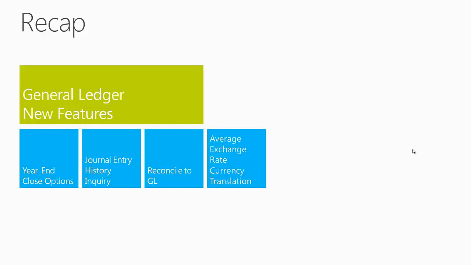The next new feature is in the Journal Entry Inquiry window. Currently, you can view open year journal entries, and now you are also able to view historical year journal entries. Third, the Reconcile to GL routine allows you to track your reconciliation history, and now you are also able to reconcile the inventory and bank reconciliation modules.